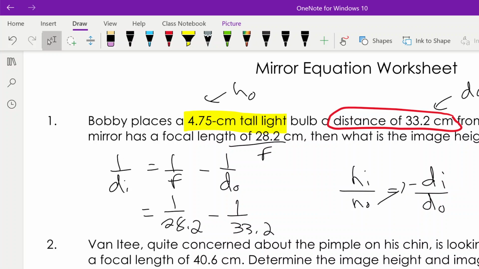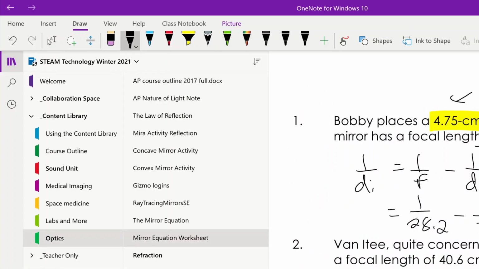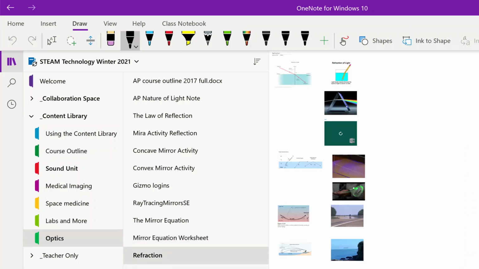Pardon me, what I asked you to do today. But if you get a minute, what I'll get you to do tomorrow, after you've done this mirror equation worksheet, you might want to take a look. And I will probably do this in class. That's why I'm saying this.